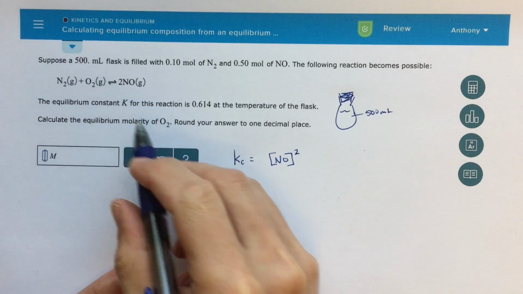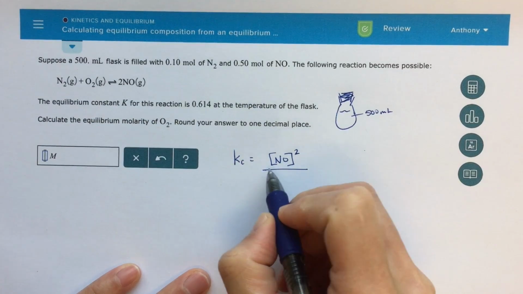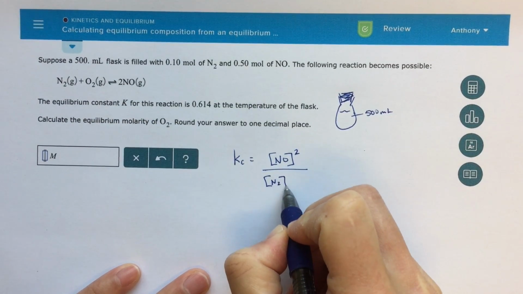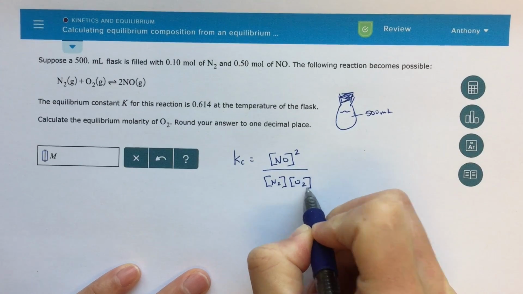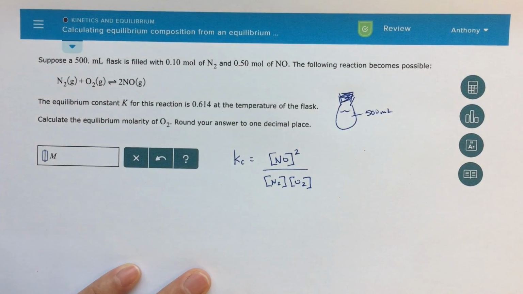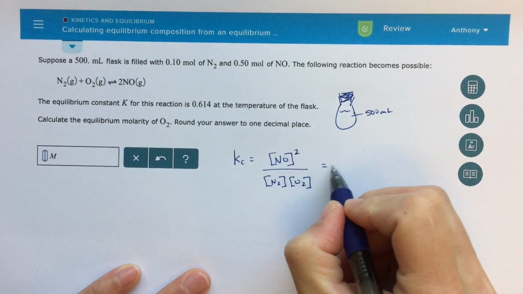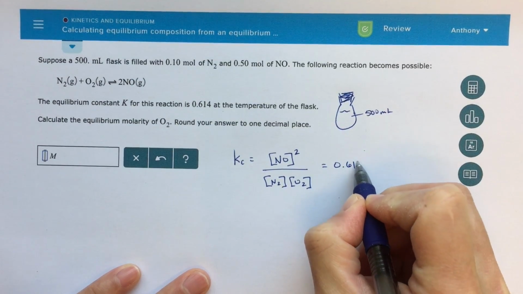NO squared, so this coefficient, that's going to become the squared here, over the concentration of N2 times the concentration of O2. That's going to be my equilibrium constant expression. And we have a value for that of 0.614.